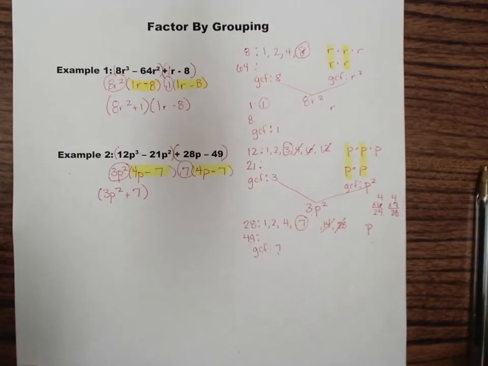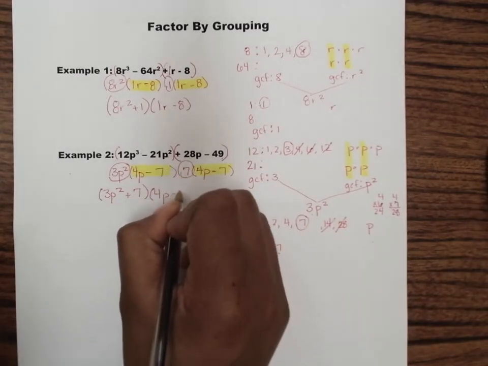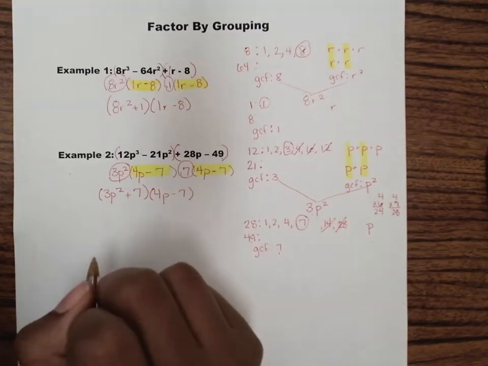And because it's repeated, there's no need to write it 2 times. You can just write it 1 time. 4p minus 7. And there you go. That is factor by grouping.